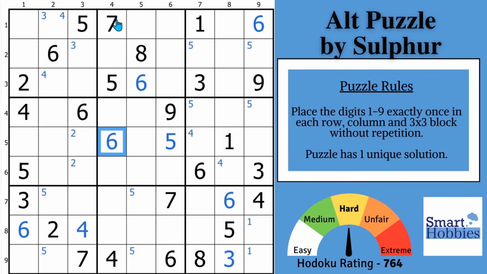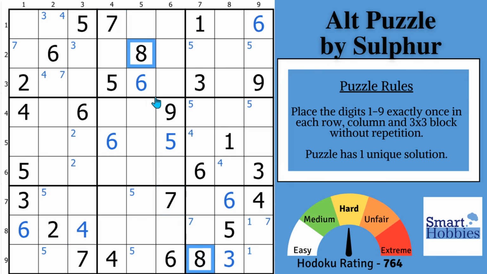All right, move on to the 7s. And there's only 2 possibilities for 7 in block 1. And then in block 9 with these 2 7s, we only have 2 possibilities for 7 right there. Okay, nothing else you can do with the 7s right now. Let's move on to the 8s.